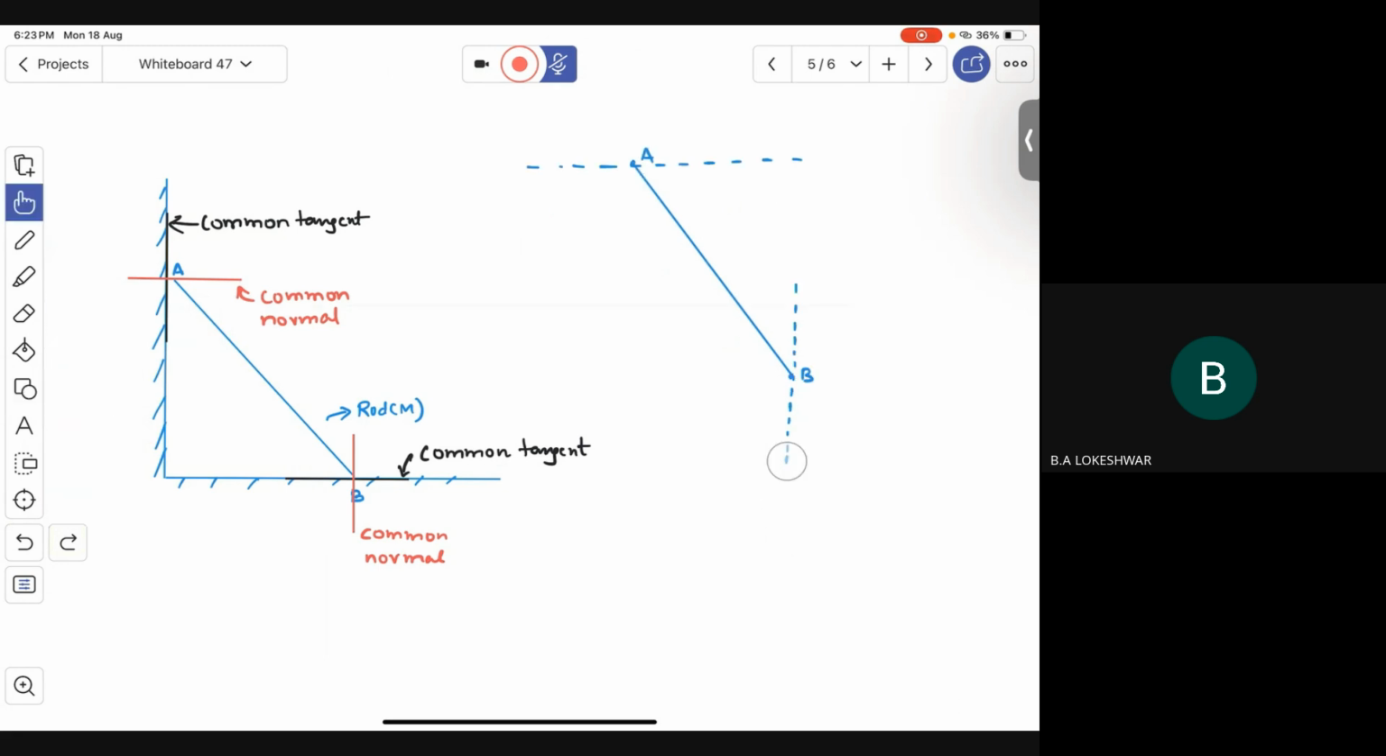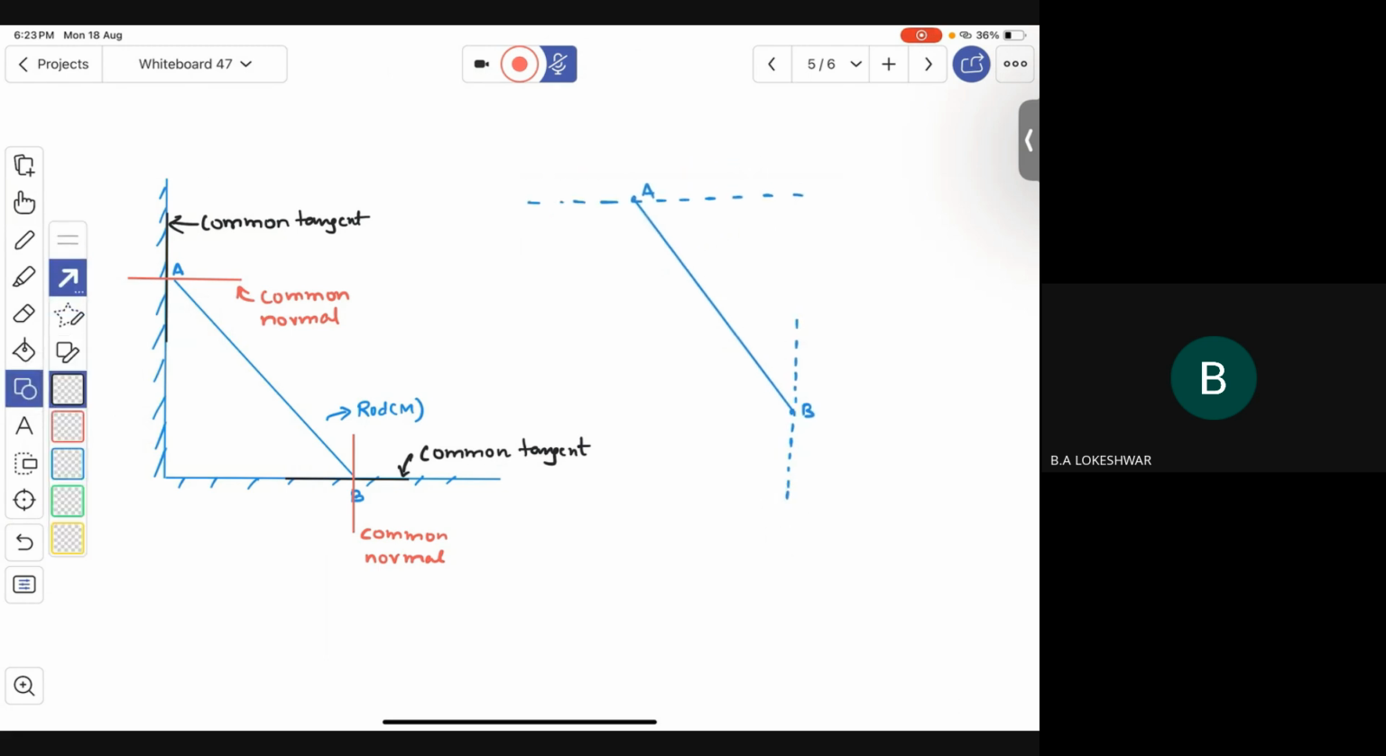So at point B, the normal contact force is going to be upward. And at point A, normal contact force will act along this dotted line, either leftward or rightward, but it must act in a manner to push this rod away from that vertical wall. So for that, it should be acting in this way. So normal contact force at A, I call it as NA. Normal contact force at B, I call it as NB.